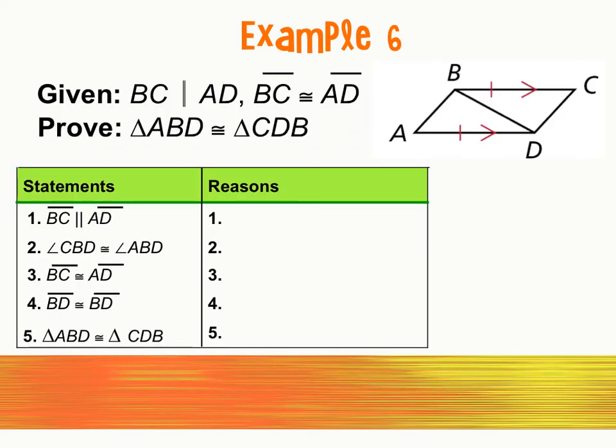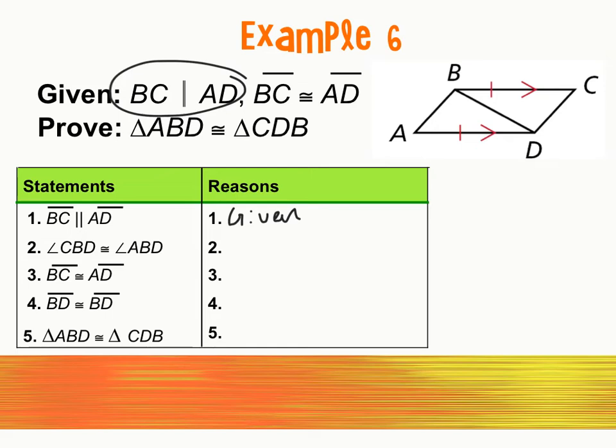Now we have 2 more examples that are proofs. So in example 6, it's given that BC is parallel to AD and segment BC is congruent to AD. And we're trying to prove that triangle ABD is congruent to triangle CBD. So now let's look at the proof. We have segment BC is parallel to AD. We've seen this before right here in our given, so our reason for number 1 is given.